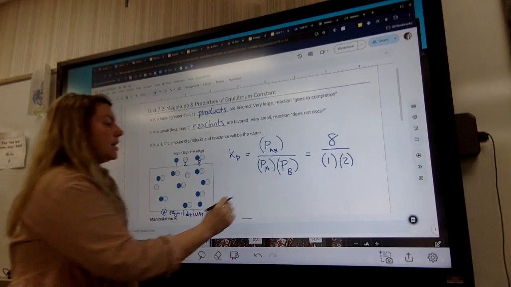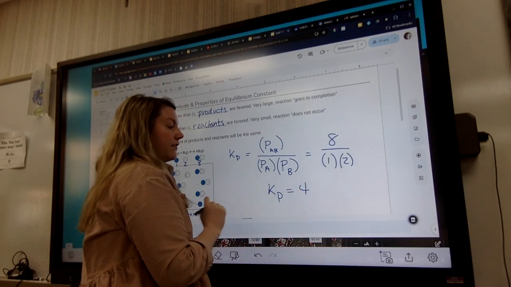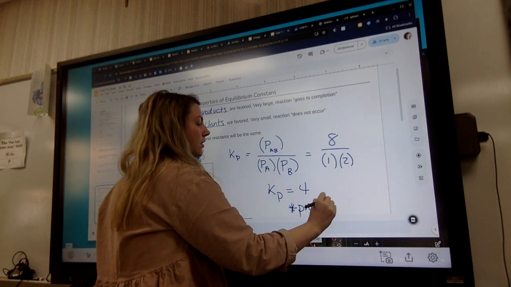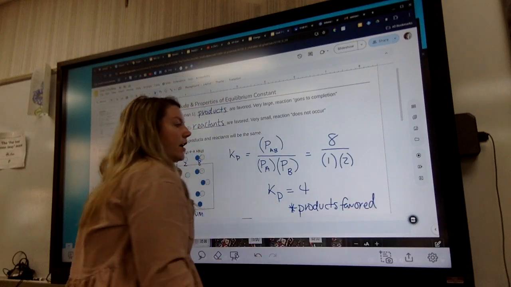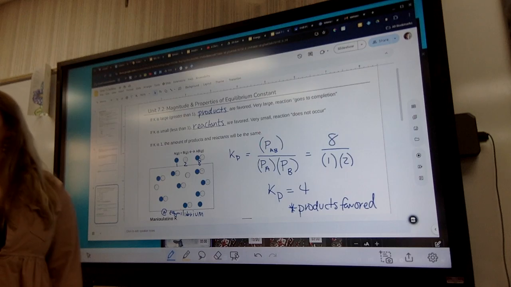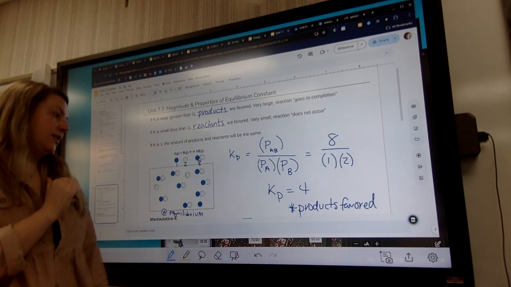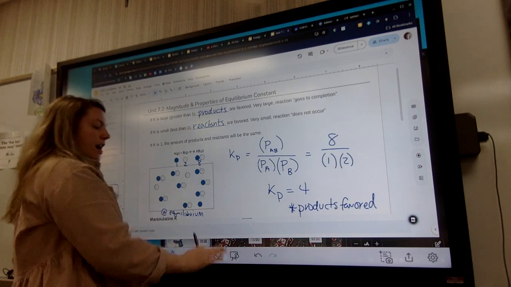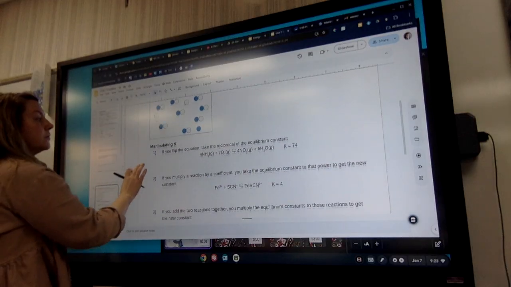So what's my KP? 4. So what's favored? Products favored. So we would see this reaction occurring. It's not so small or so little that we barely see it. So we would actually see this reaction occur. But that's just looking at a particulate diagram and how to go about solving those with K values.